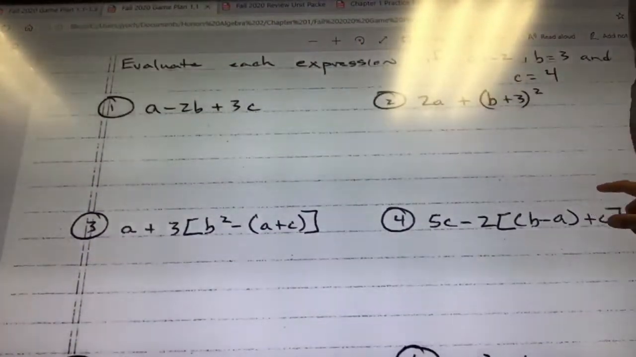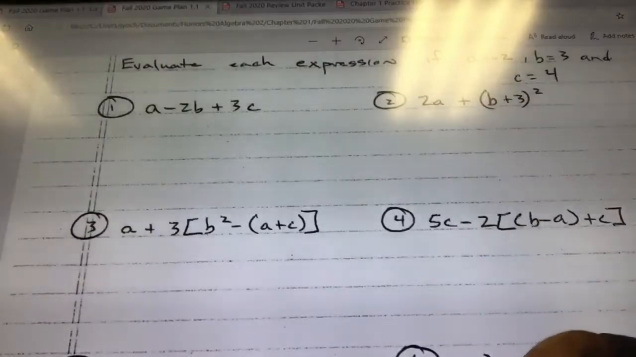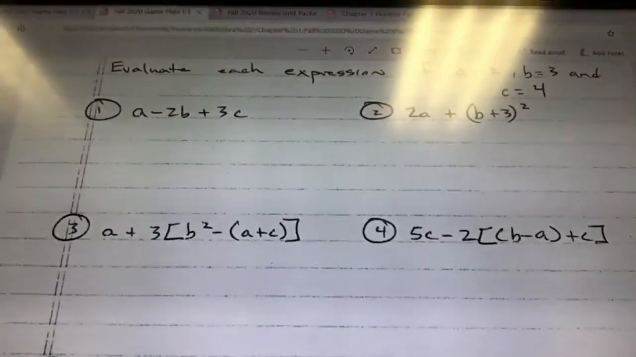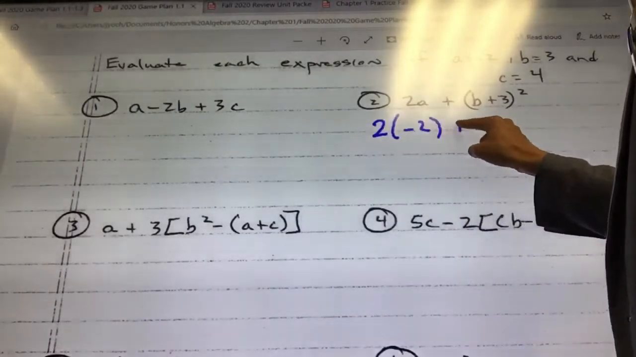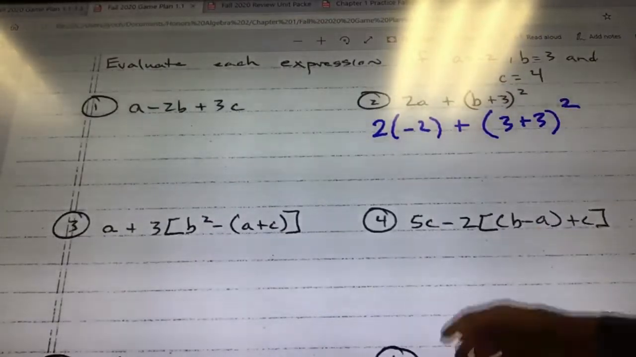A few of these on page 2 for you. All right, let us talk about, looking over there, page 2, or number 2. So 2a plus b plus 3, all of it squared.